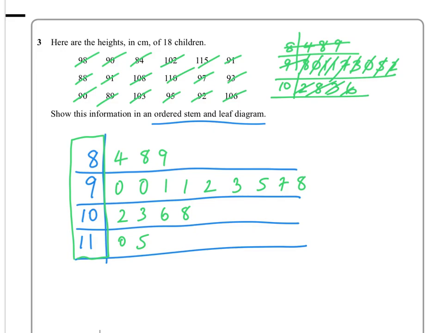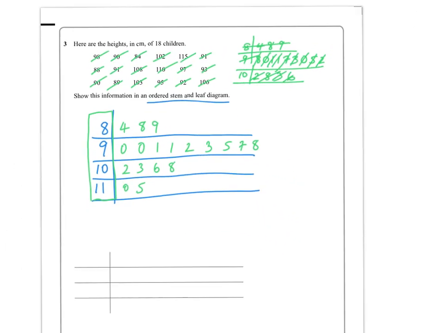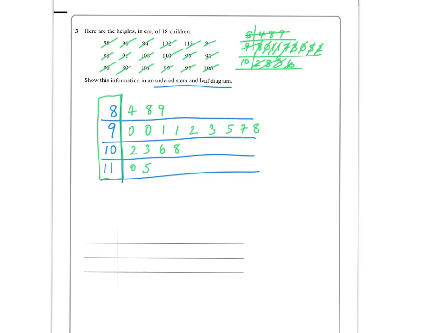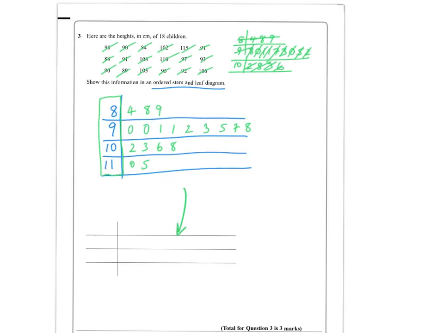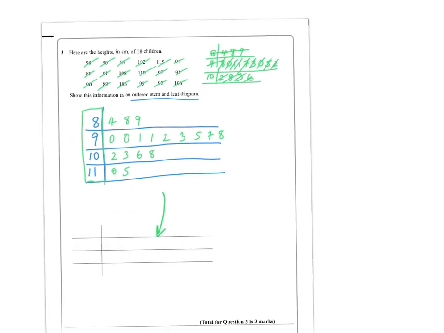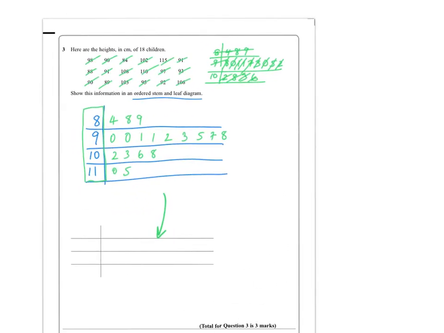So I'm looking to see if there's anything about a key. Of course, this is where you'd put your answer in here. And I'm just seeing if there's anywhere there is a key. No, there isn't, but I'm going to draw one anyway. So I would just say that 10 2 would equal 102, for example, and just put key here, just in case you'd lose a mark for that. Okay, so that's simple enough. That's an ordered stem and leaf diagram.